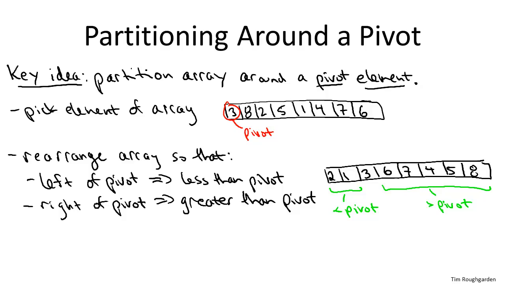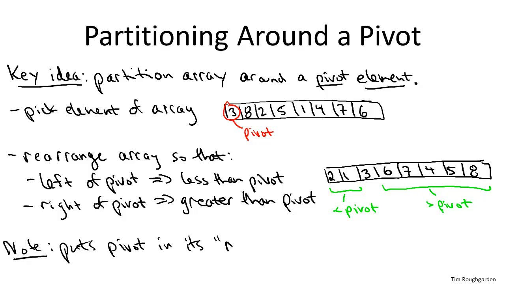We're just bucketing the elements of the array into one bucket, those less than the pivot, and then a second bucket, those bigger than the pivot. And we don't care about getting right the order within each of those two buckets. So partitioning is certainly a more modest goal than sorting, but it does make progress towards sorting.